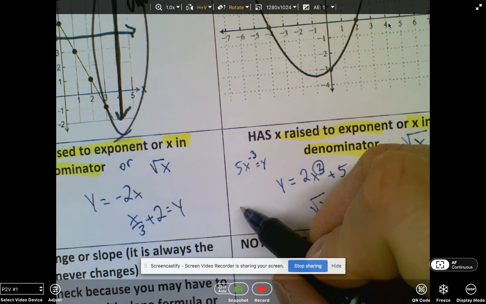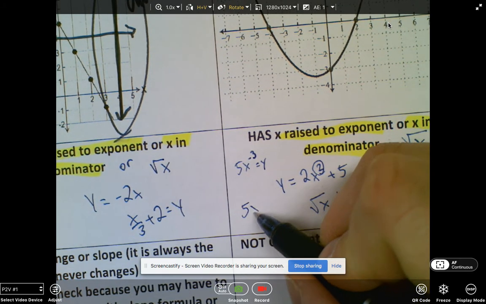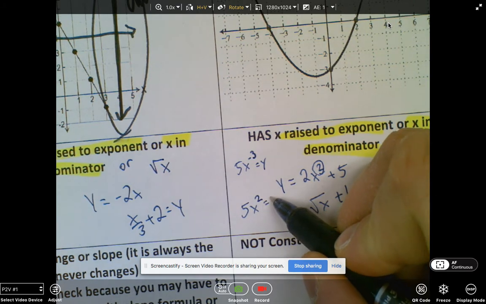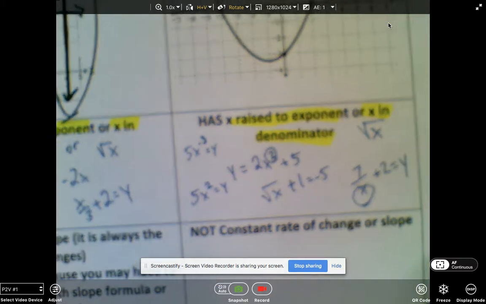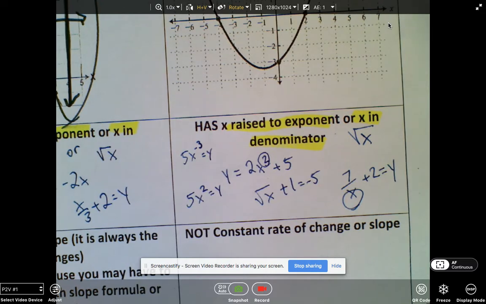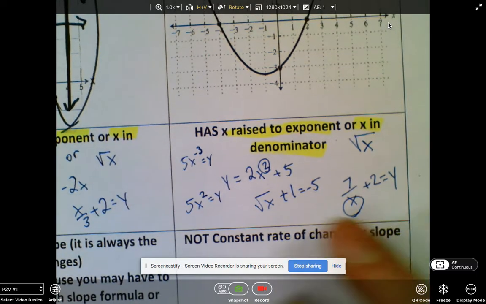Yeah, and even if you had 5x to the +2 equals y, anything like that, those are all examples of nonlinear functions. So again, just keep that in mind. If I was to go on Desmos and graph any of these, the lines would definitely not be straight.